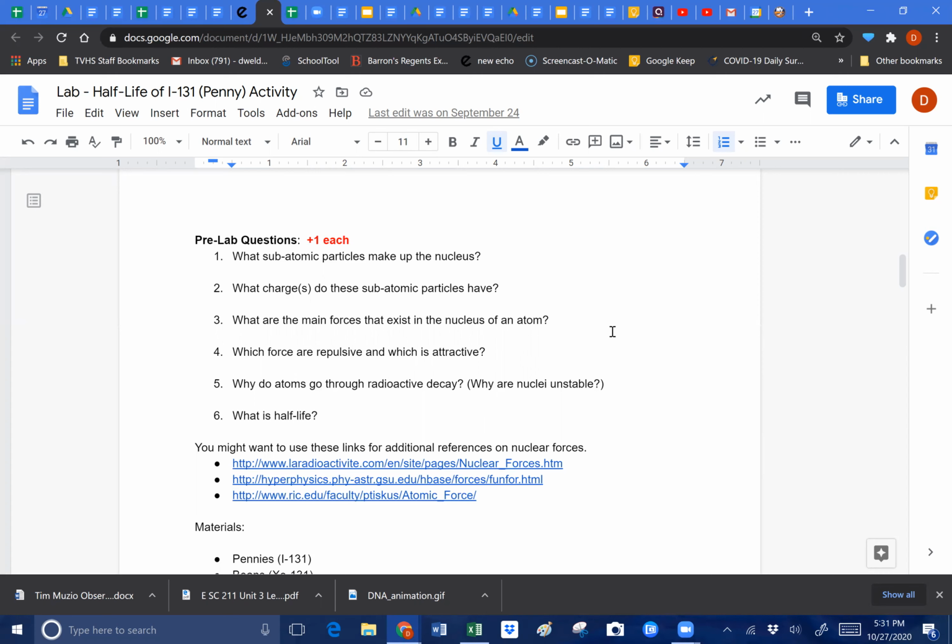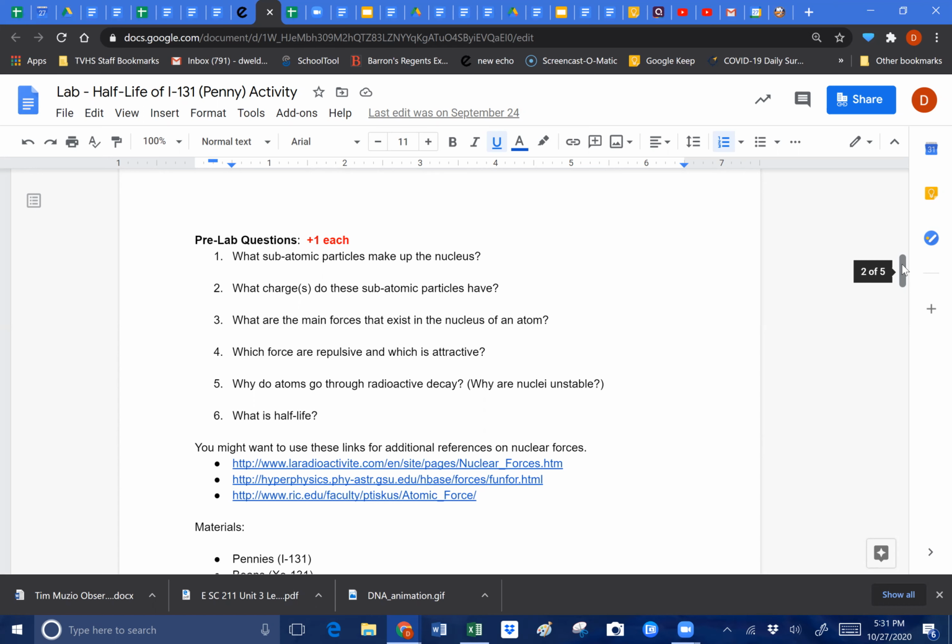Why do atoms go through radioactive decay? Because the electromagnetic and strong forces are not balanced. And therefore, if the repulsive force is stronger than the attractive force, then you'll have an unstable nucleus. Half-life is the time it takes for half of a material to decay into a daughter material, a different product.